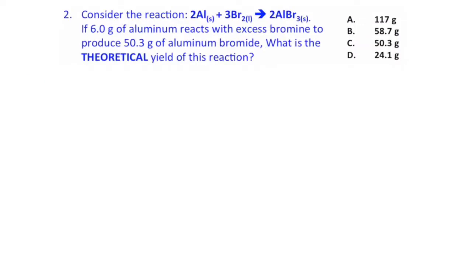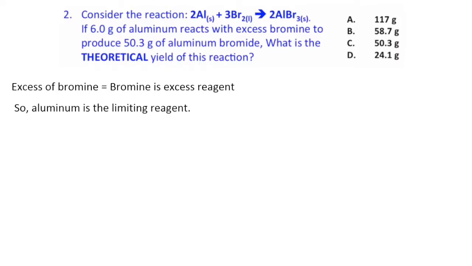Now I'm going to explain question 2. So if it says an excess of bromine, that means bromine is the excess reagent. So aluminum is the limiting reagent. The limiting reagent means that all of aluminum is reacted.